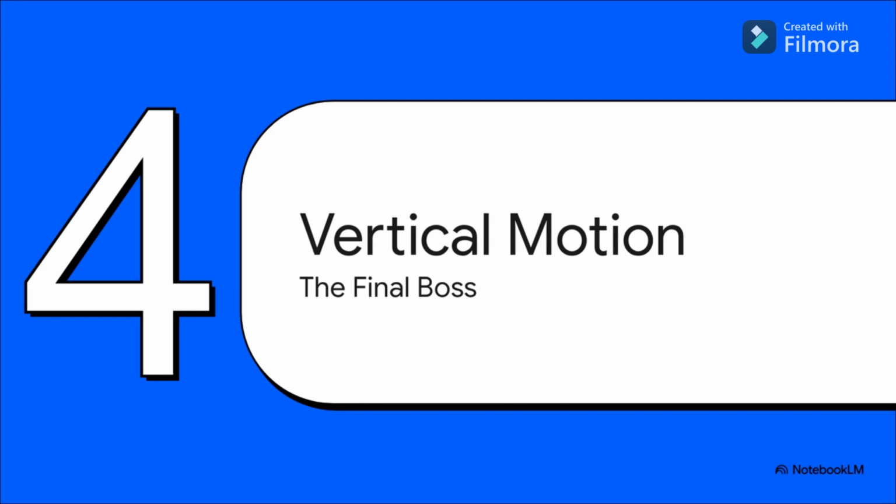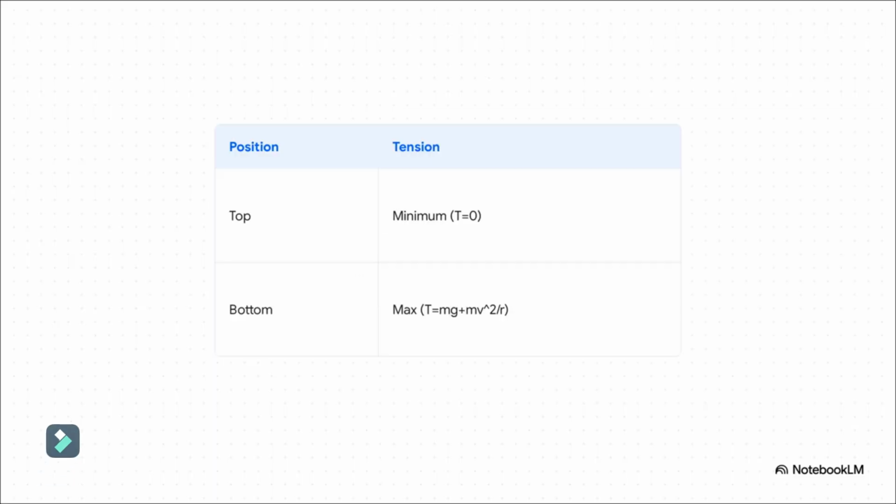Section 4. The final boss, vertical motion. All right, we're leaving flat ground behind and entering the notoriously tricky 3D vertical loops, where gravity is constantly changing the rules of the game. Think of a roller coaster or swinging a bucket of water upside down. Gravity is now fighting you at the top and helping you at the bottom.